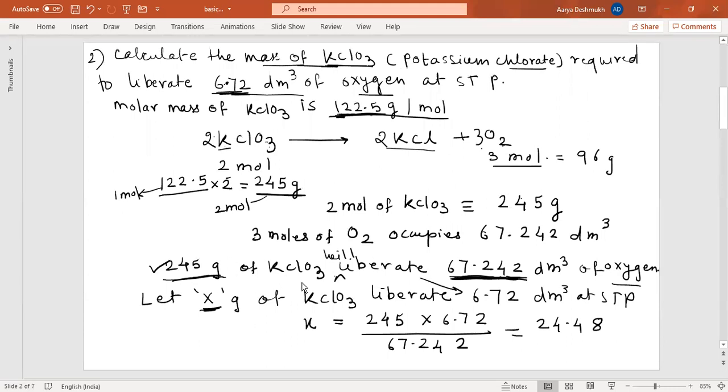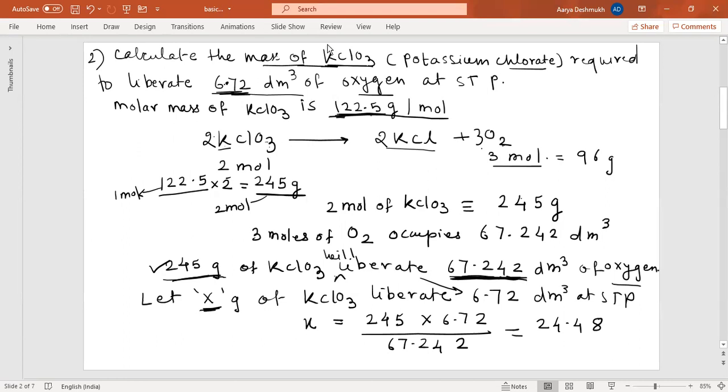Here 245 grams will liberate 67.242 dm cube of oxygen, because here there are 2 moles, meaning 245 grams, and it is liberating 3 moles of oxygen, that is 96 grams. So what did we do? We just converted this 96 grams into its volume. 96 grams means 67.242 dm cube of oxygen, so grams are converted into liters or dm cube. Then we are supposed to calculate X.